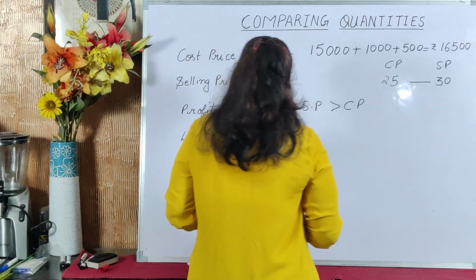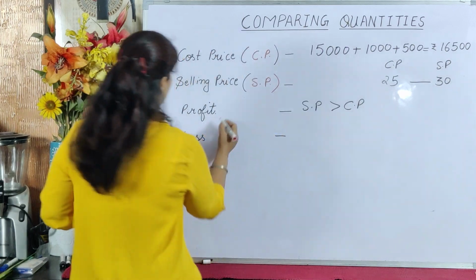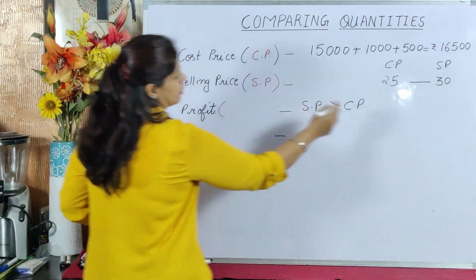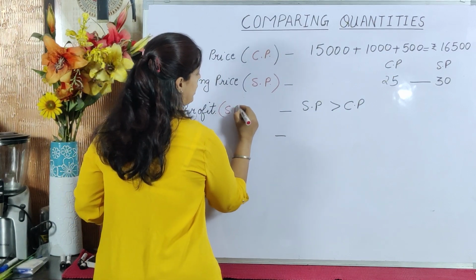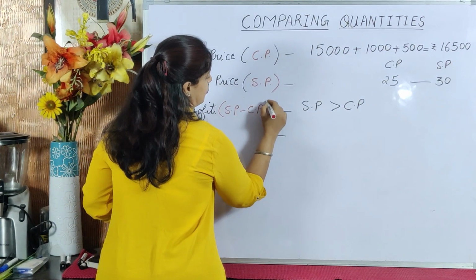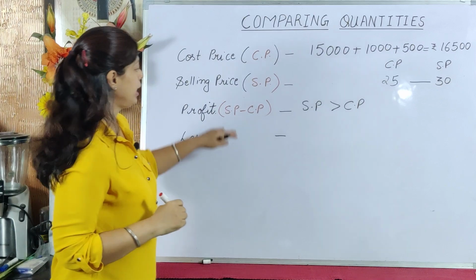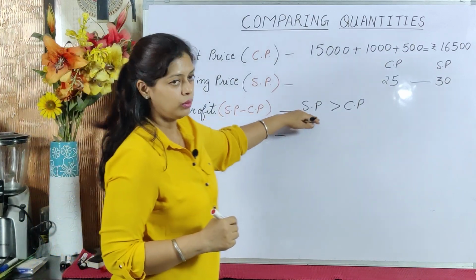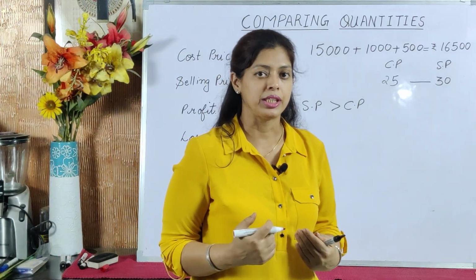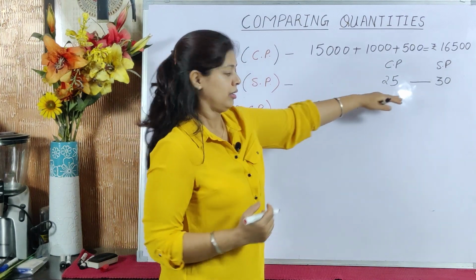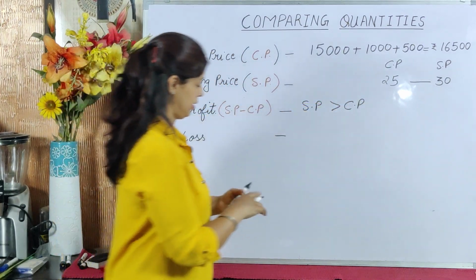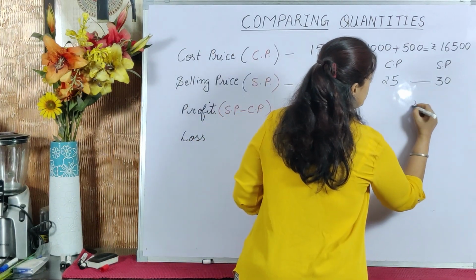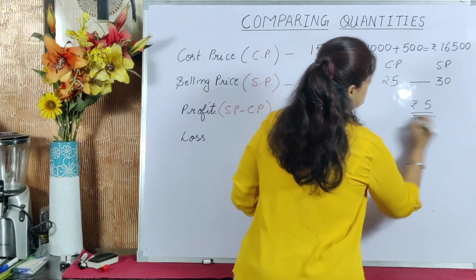So here you can calculate your profit. To calculate the profit, what you do? Your selling price will always be greater when you have a profit. So SP minus CP will give you the profit. You don't need to memorize. You just need to keep yourself in the situation and then see whichever is greater. If selling price is greater, it means you have made a profit. And the profit is rupees 5 in this transaction.